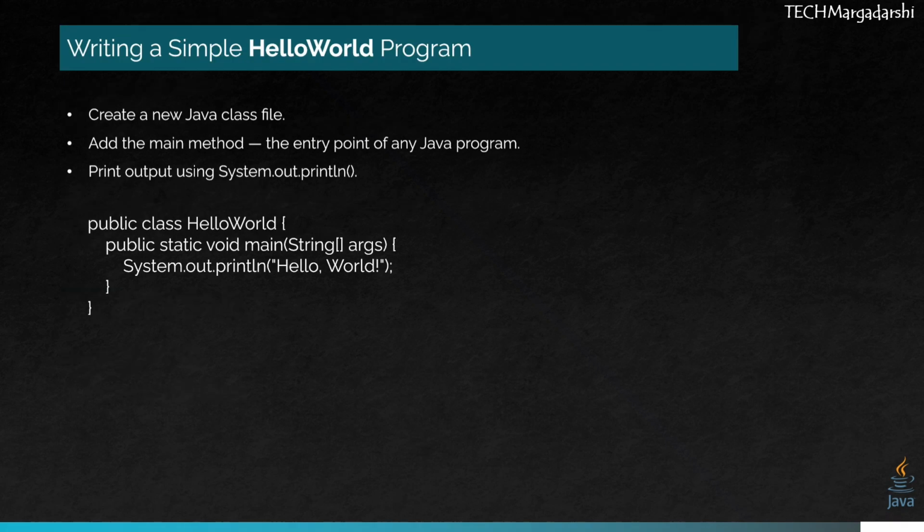Now that our project is ready, let's write our very first Java program, the famous Hello World. First, create a new Java class file inside the src folder and name it HelloWorld. Inside this class, we add the main method, which is the starting point of every Java program. Then, using System.out.println, we print a simple message to the screen. Once you run this program, you'll see the output Hello World in the console. And congratulations, you've just written your first Java program.